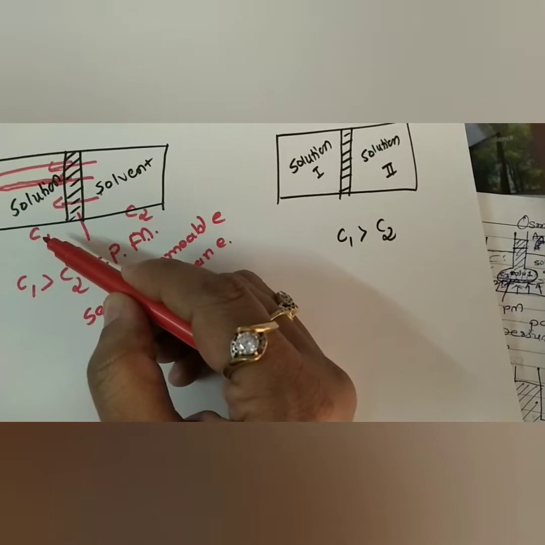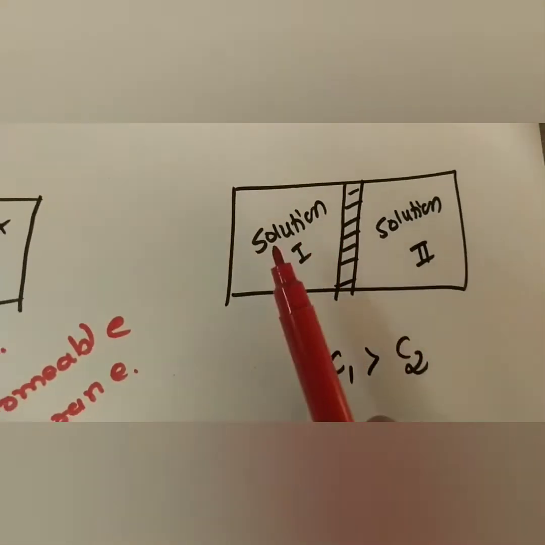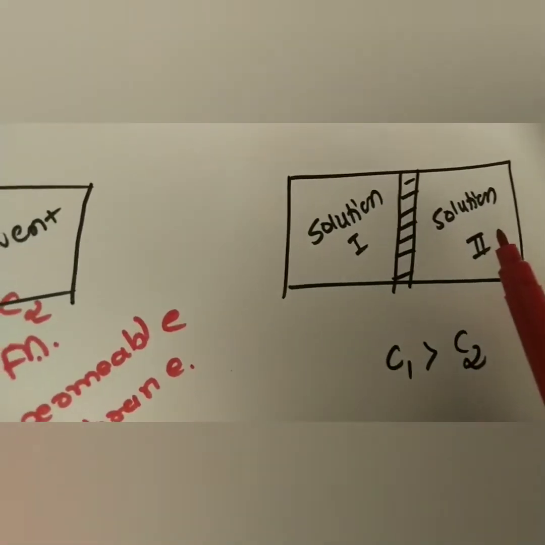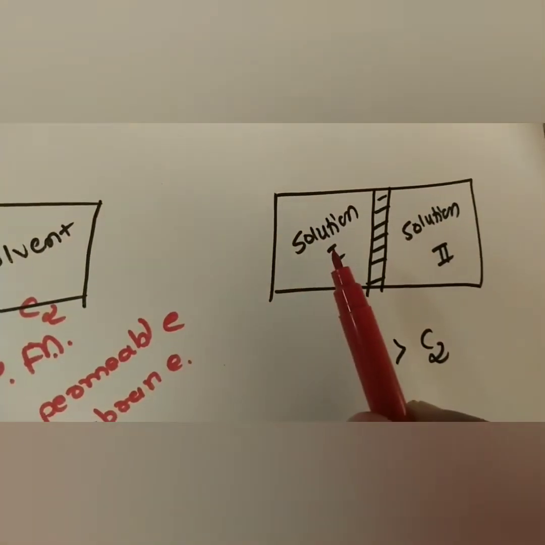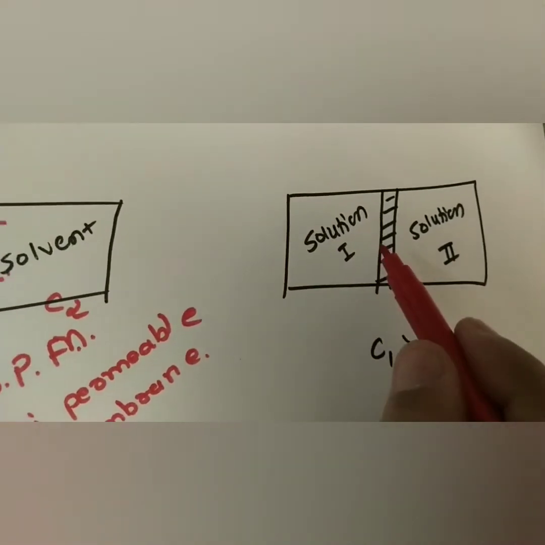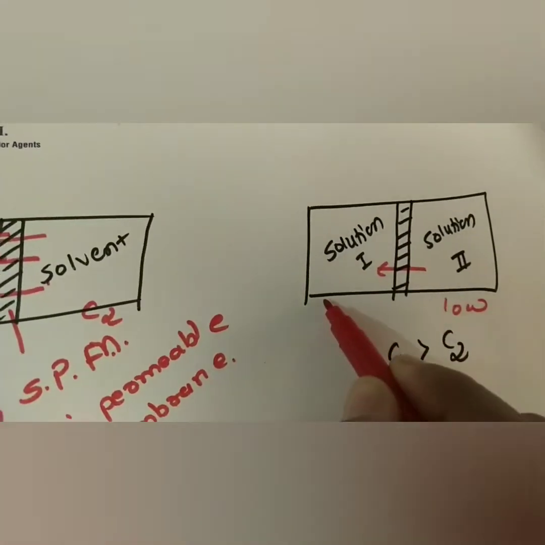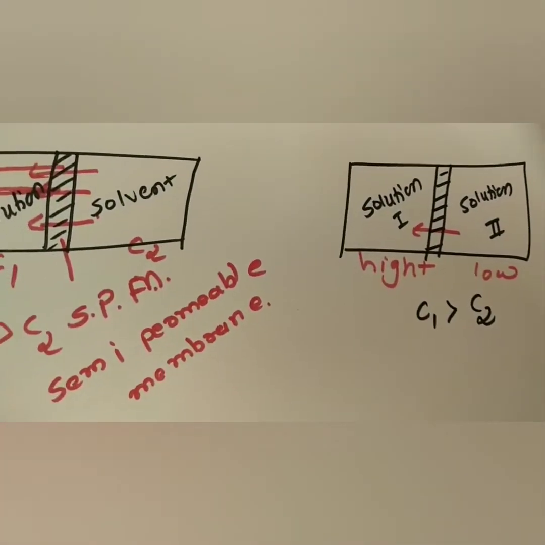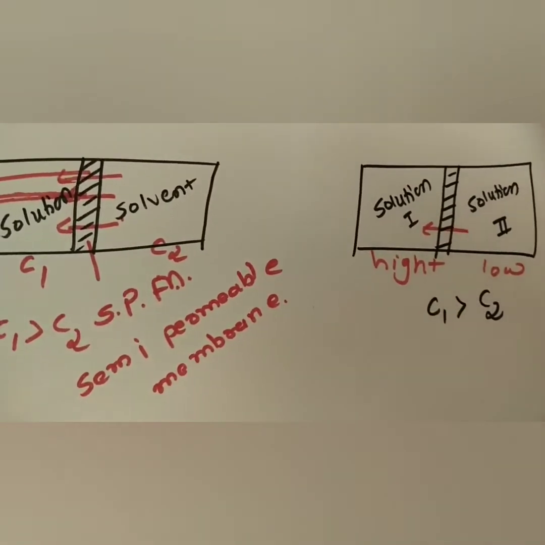Okay, next. In this diagram, you can see clearly we have two solutions. Concentration of this solution is C1 and concentration of this solution is C2. Solution 1 has higher concentration and solution 2 has lower concentration. So definitely the solvent will travel from low to high. Okay, you might be clear about this now. Okay, this is nothing but osmosis.